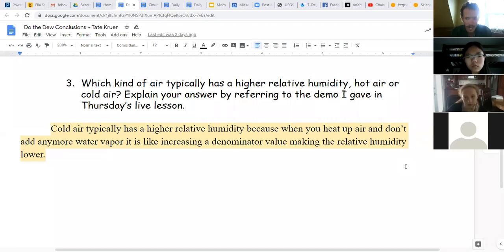He says, because when you heat air up, and this part's really important, and don't add any more vapor, it's like increasing the denominator. I hate to use this global pandemic that we're in as an example, but it's example worthy, because right now one of the big questions about the coronavirus is just how lethal is it? How harmful is it? If we don't know what our denominator value is in terms of the number of people infected, then it's really hard to get a percentage.